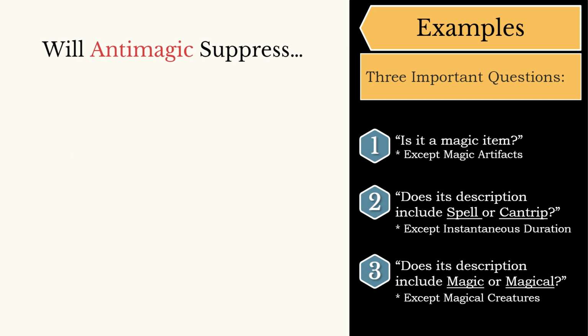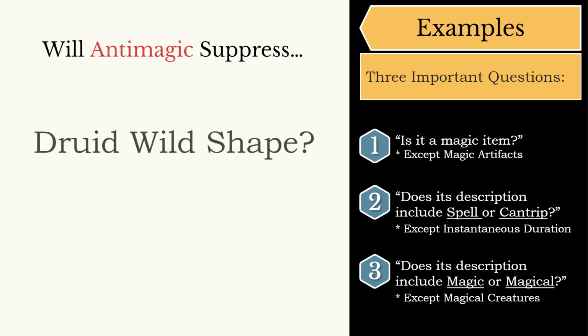Let's say we have a druid who is using their wild shape ability and they turn into a bear and then walk into an anti-magic field. What happens? Well, the anti-magic field would suppress wild shape. The description for wild shape says that it is a magical effect, therefore anti-magic does work on it. The druid would simply revert back to their natural form as soon as they enter the field.